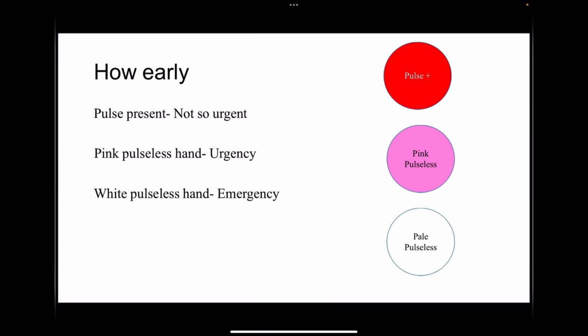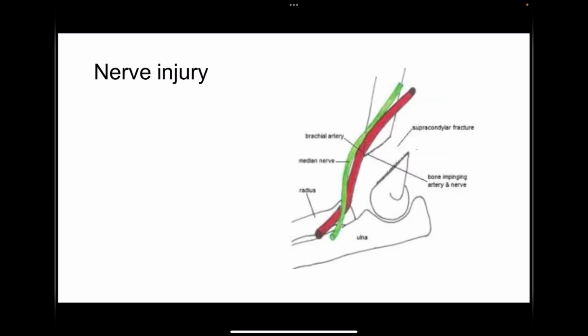Whenever a child does present with a white pulseless hand, that is both the pulse as well as perfusion are not there, so the likelihood of vessel injury is very high. In that case, the case becomes an emergency and we should be taking the child to the operation theater on priority. That is, this is a surgical emergency. Nerve injury is never an emergency.